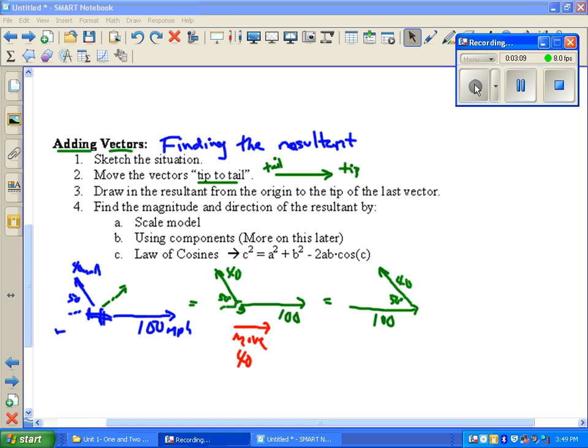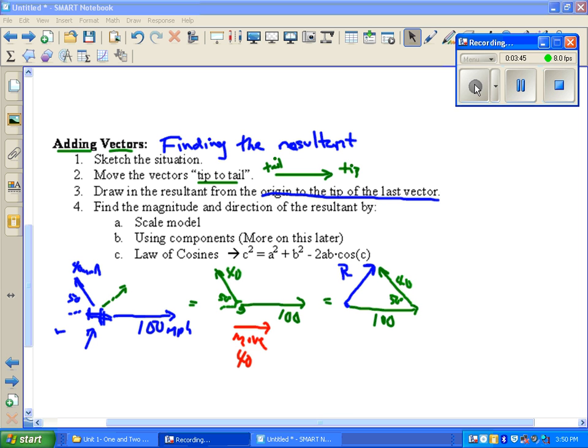So now I have the vectors tip to tail. The tip of the 100 is at the tail of the 40. The next step is to draw in the resultant from the origin to the tip of the last vector. So here's my origin, that's where the plane was, and then I draw from there to the tip of the last vector. So it's an arrow always pointing away from the origin. It's going to look like that. I can label it R for the resultant. Now, we said back here that it was going to go kind of up and right, and if we look, our resultant is pointing up and right. So we know we have the diagram right.